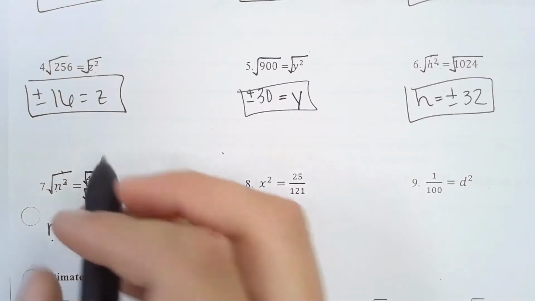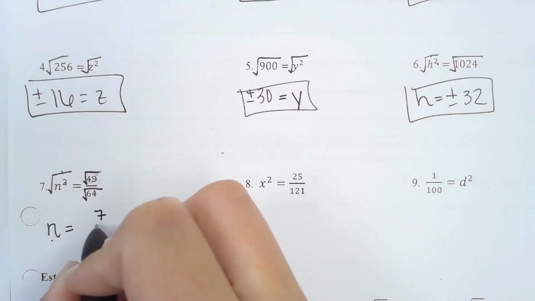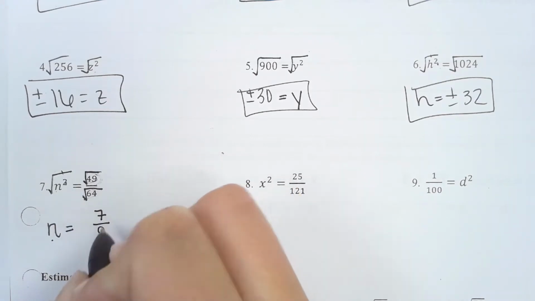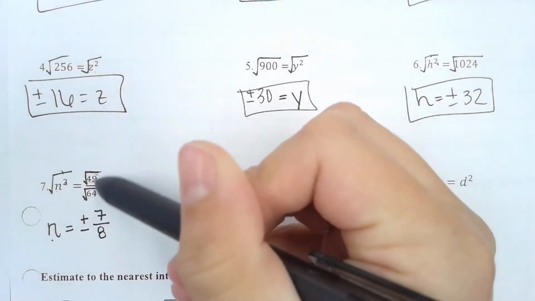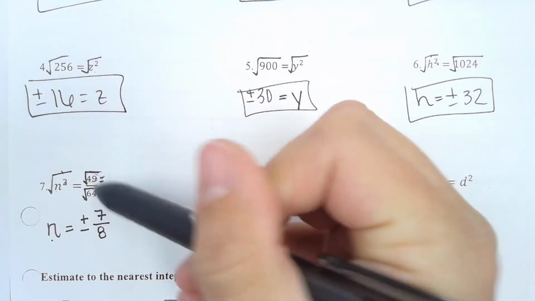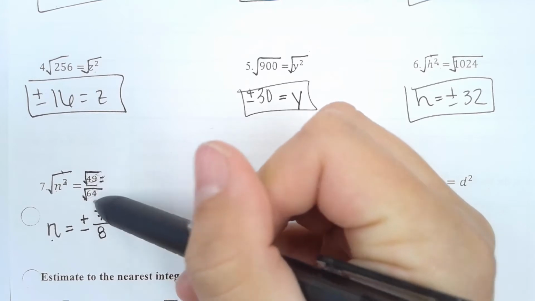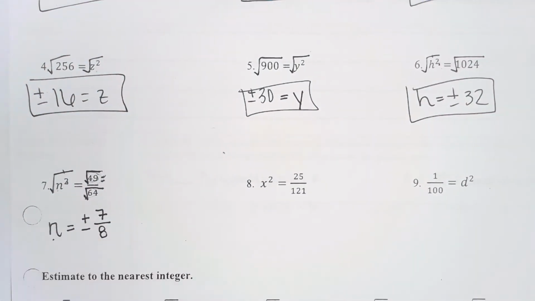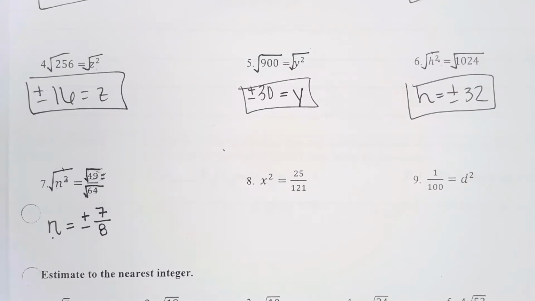The square root of 49 is plus minus 7. And the square root of 64 is 8. So for the square root of 49 in the numerator, leave your answer, and for the square root of 64 in your denominator, leave your answer, and then just put the plus minus sign out front. So the square root of 49 over 64 is plus minus 7/8.